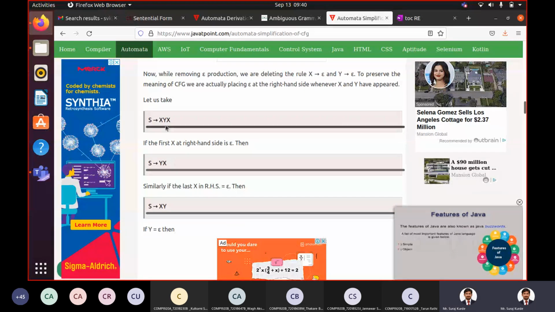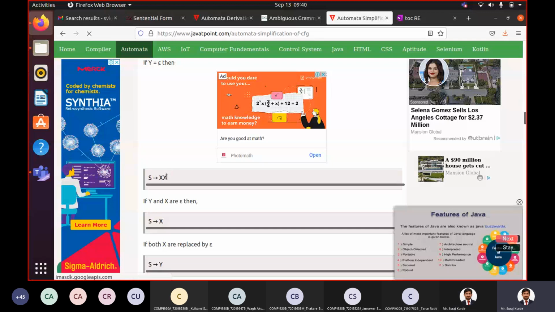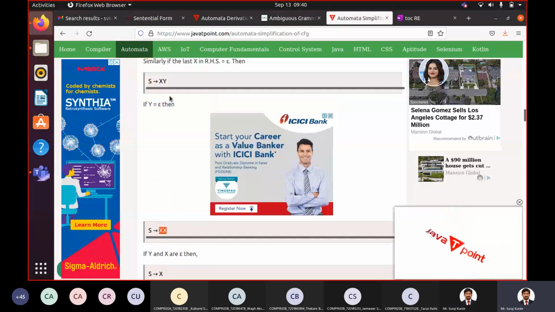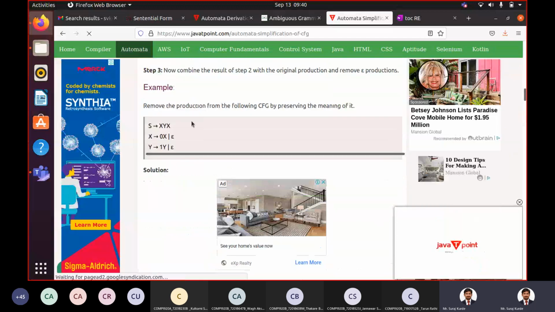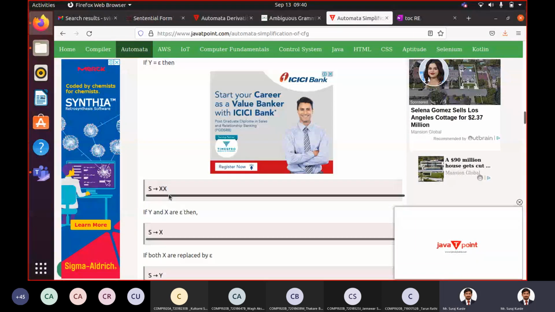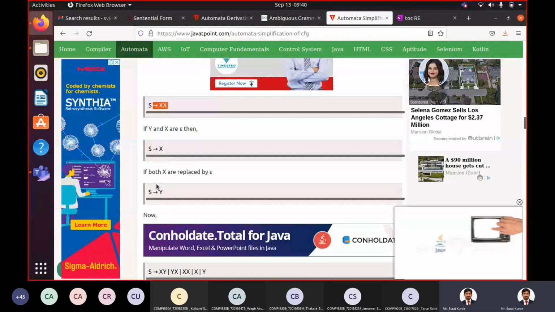Here we can see, replace the first X, it becomes YX. Replace the second X, it becomes XY. Replace both X, it becomes Y. Now Y is also producing epsilon, so replace Y, and it becomes XX. Replace both X and Y with epsilon, so S produces epsilon.